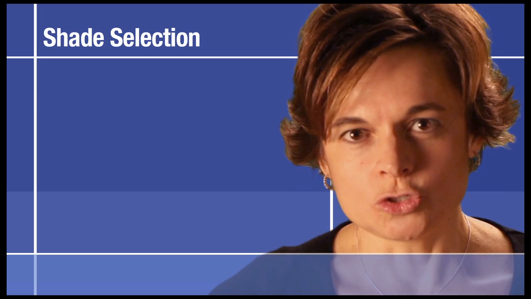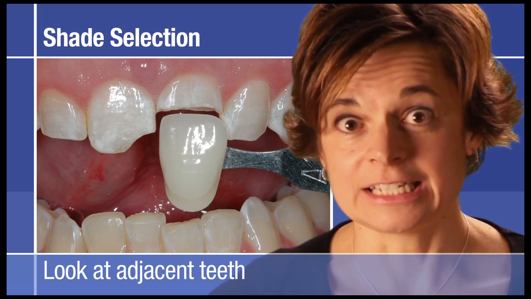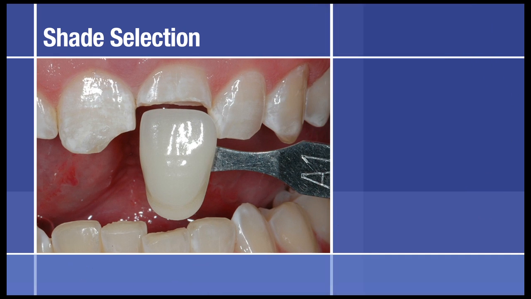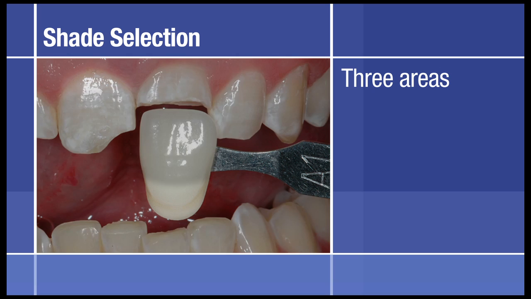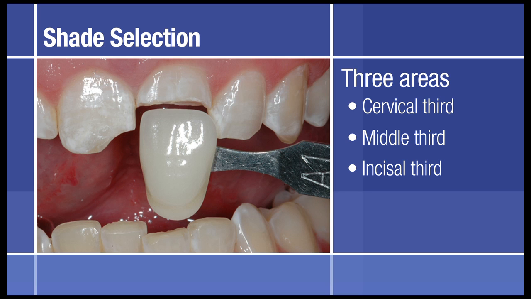To be able to do good shade selection, the first thing is to look at the adjacent teeth, the natural teeth, because this is really what we're trying to mimic. When we divide a natural tooth in 3 segments, the cervical, middle, and the incisal third, we quickly see that a tooth is always polychromatic.